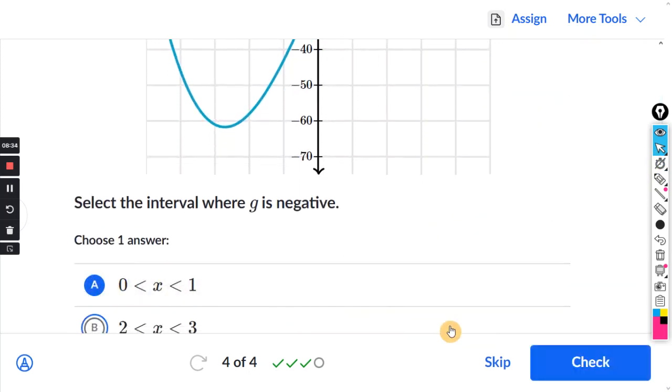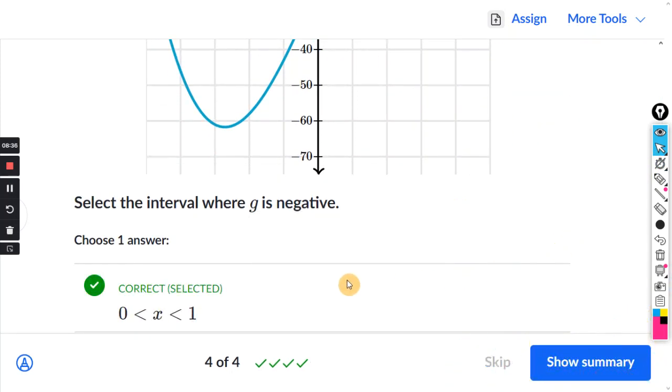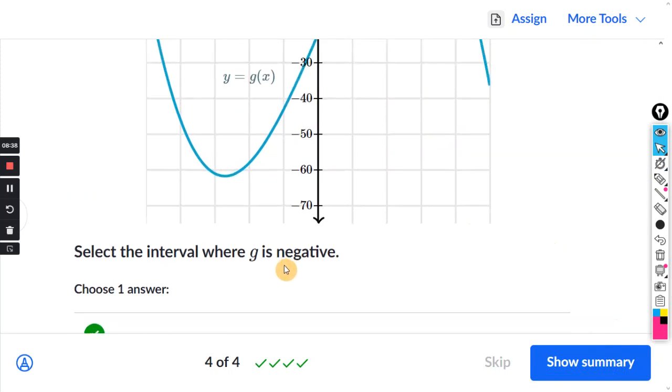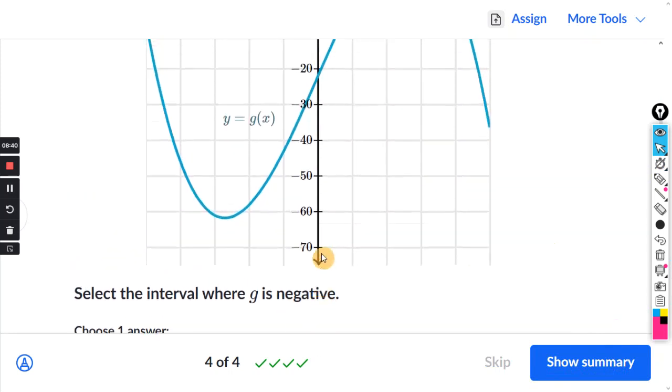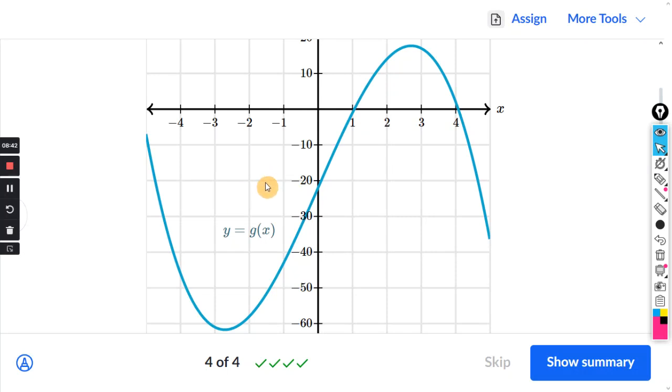That's the negative portion. All right, so don't get confused with slope. We're not talking about slope for negative or positive. We're talking about above or below the x-axis, not the slope.